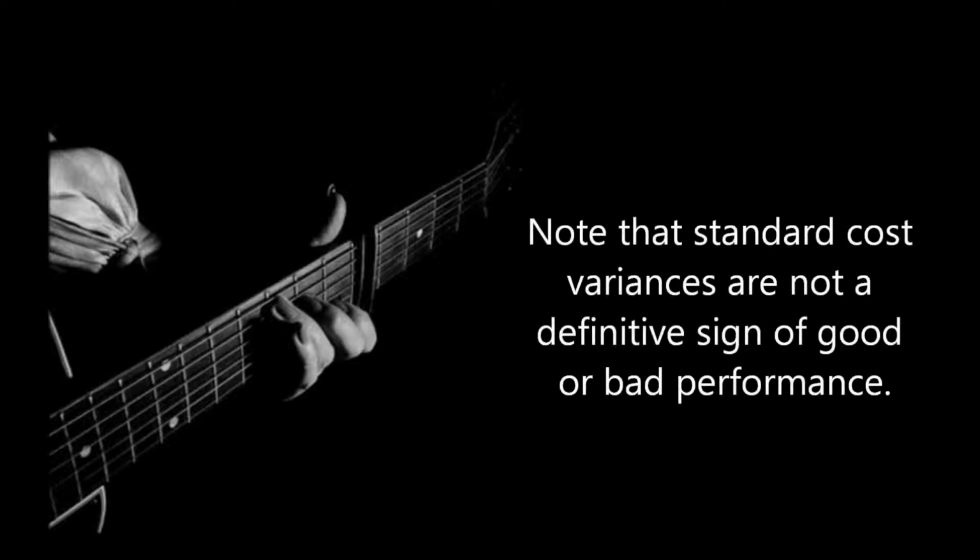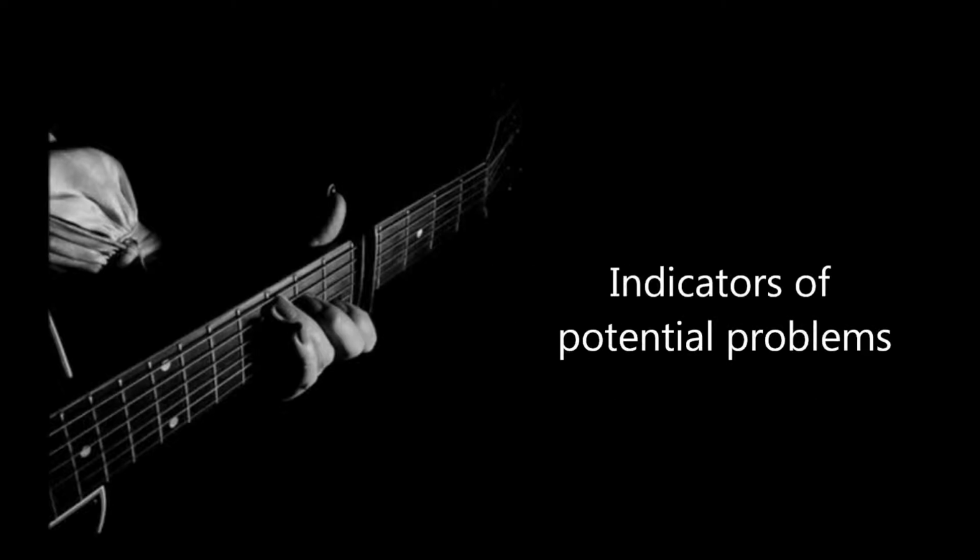Managers at American Guitars should keep in mind that the standard cost is the cost allowed on the good output. Putting material, labor, and manufacturing overhead costs into products that will not end up as good output will likely result in unfavorable variances. To conclude the answer to this question, it is important to be cautious of standard cost variances because they are not the definitive sign of good or bad performance. These variances are merely indicators of potential problems which must be investigated.